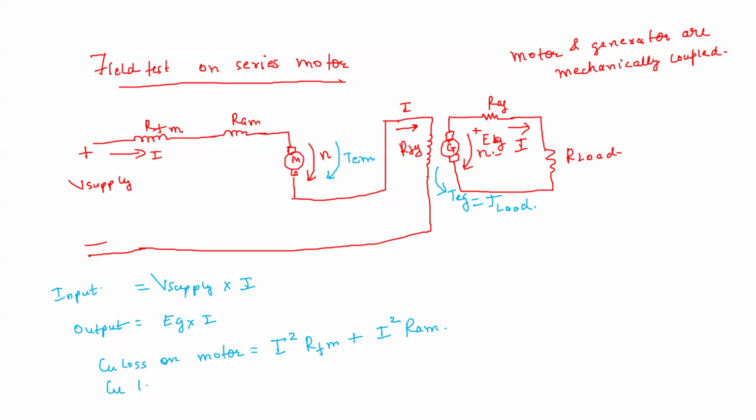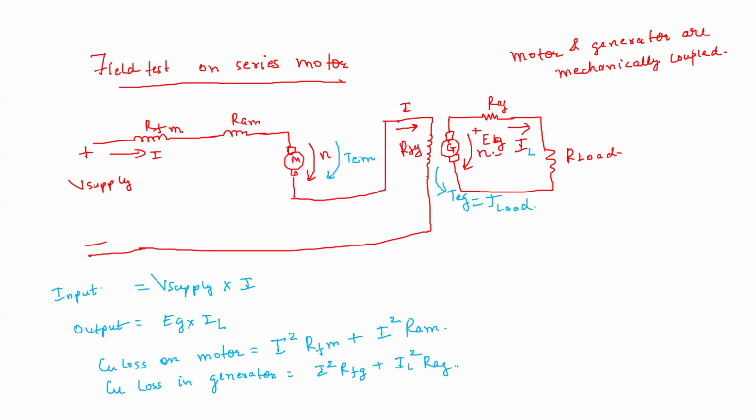Now what about copper loss in the generator? In the field of the generator, you have current I, so copper loss in the field is I square RFG, the same current as in the motor. Plus, let us say this is load current IL, so this is EG into IL. IL is the load current flowing in the armature winding of the generator, so the armature copper loss is IL square RAG.